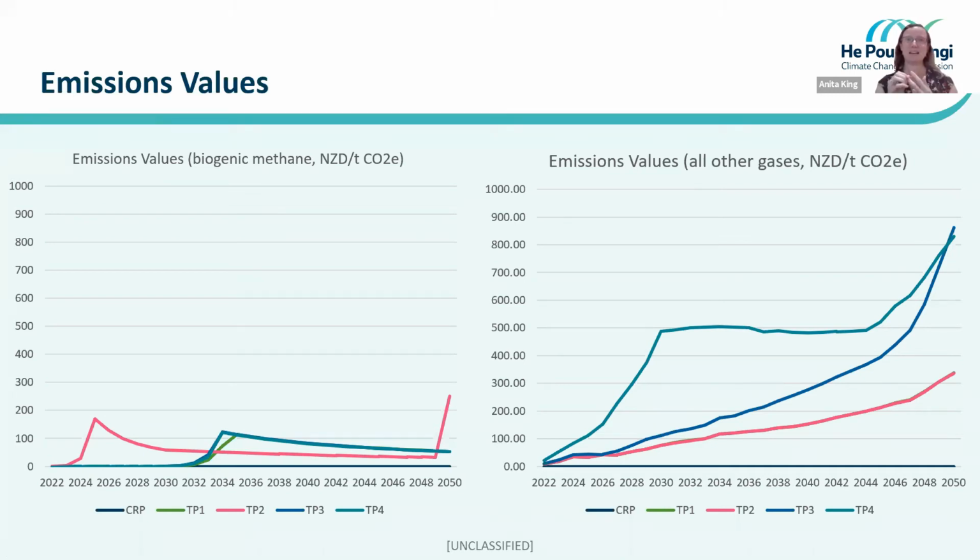For starters, we have a split gas. We have two sets of prices: one for our long-lived gases, our all other gases, and a separate one for our biogenic methane. And that's important for the modelling because it allows us to have that split gas target. But it does mean that it completely doesn't represent the New Zealand scheme.